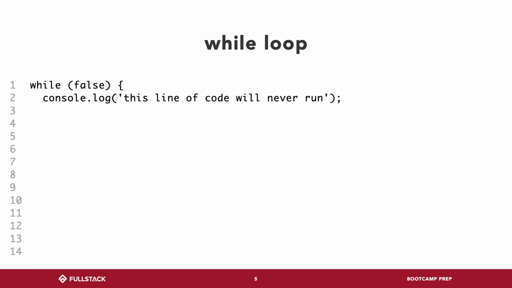While false, console log "this line of code will never run." It doesn't run. Okay? If this is false, the thing inside doesn't run, obviously.